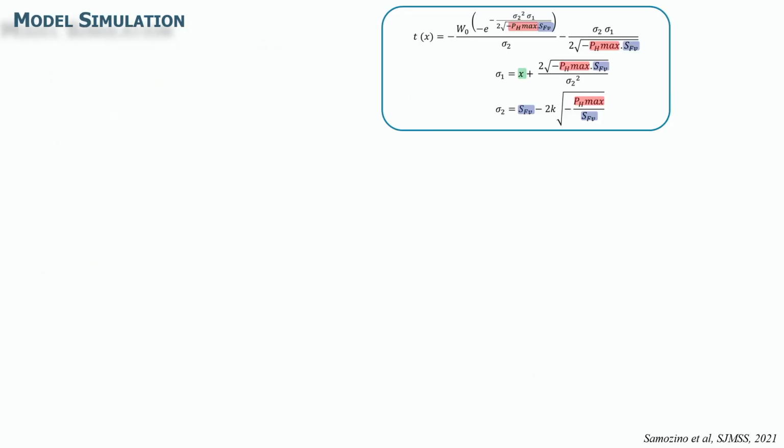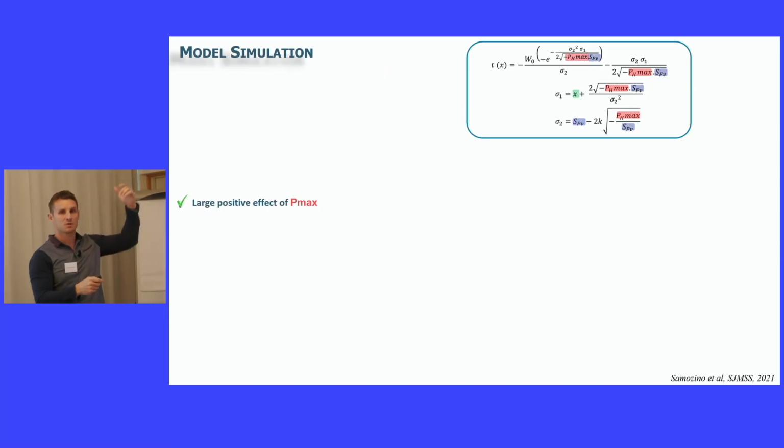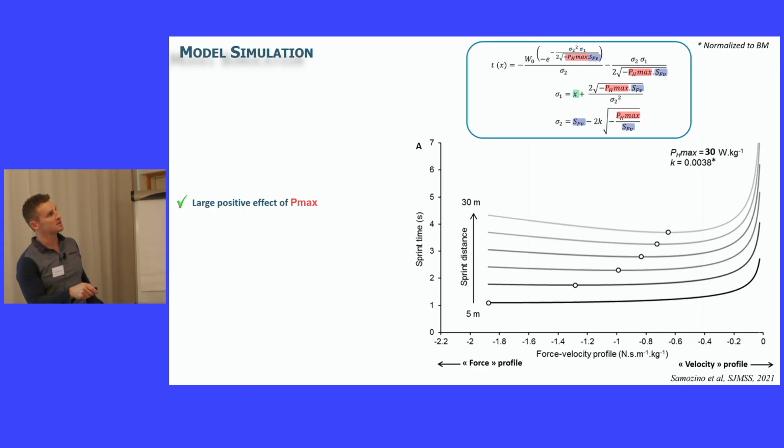And so now we can play with this equation. When we play with it, we can change the maximal power. So we simulate different positions of the force-velocity relationship towards the top and the right, and we observe a very large positive effect on performance. But we know that it's not very interesting. What is interesting is to keep the maximal power constant.